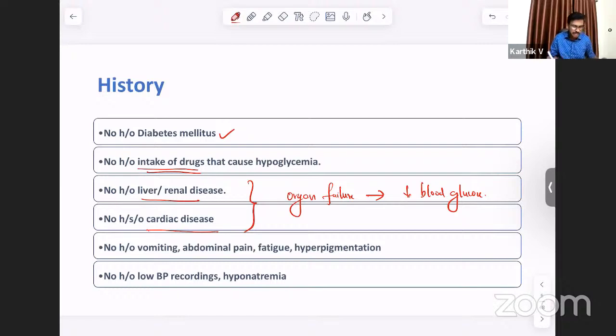Now tell me, why are the history of abdominal pain, vomiting, fatigue, hyperpigmentation, low BP recordings, and hyponatremia important in a patient with hypoglycemia? As you might have rightly guessed, this could suggest the possibility of adrenal insufficiency. To be specific, primary adrenal insufficiency. Why? Because the patient also has hyperpigmentation. Adrenal insufficiency is one of the treatable causes for recurrent hypoglycemia. Both primary and secondary adrenal insufficiency can result in that. So this is again one point that you should ask in the history, and you should rule out during the biochemical evaluation. So ruling out adrenal insufficiency and other organ failures is also very important while evaluating a patient with hypoglycemic disorder.